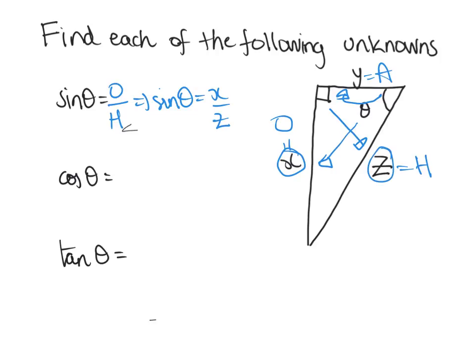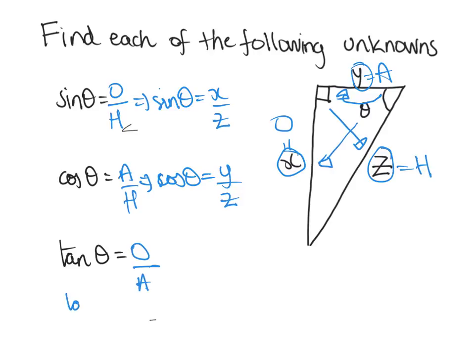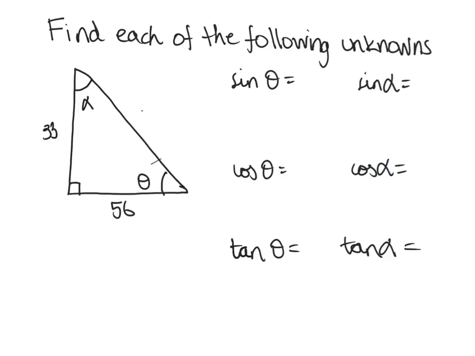Now cos of theta is equal to the adjacent divided by the hypotenuse. That will mean that cos of theta will be equal to y, the adjacent side, divided by z, the hypotenuse. Now tan theta is equal to the opposite divided by the adjacent. The opposite side is x, so this will be x divided by the adjacent side, which is y. Alrighty, one more.